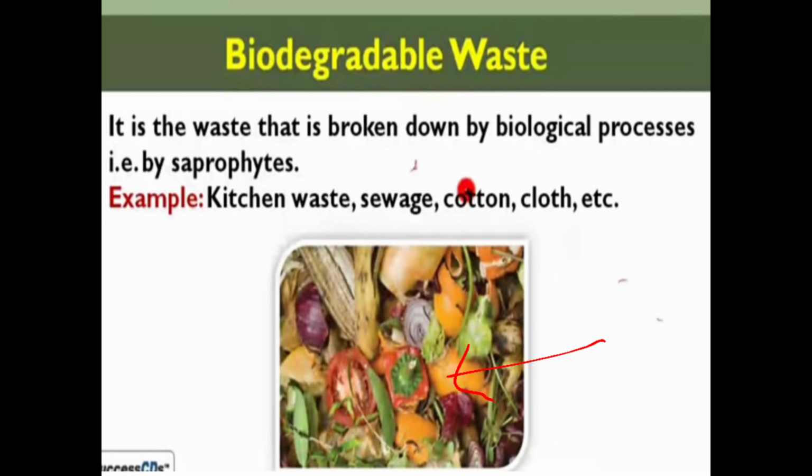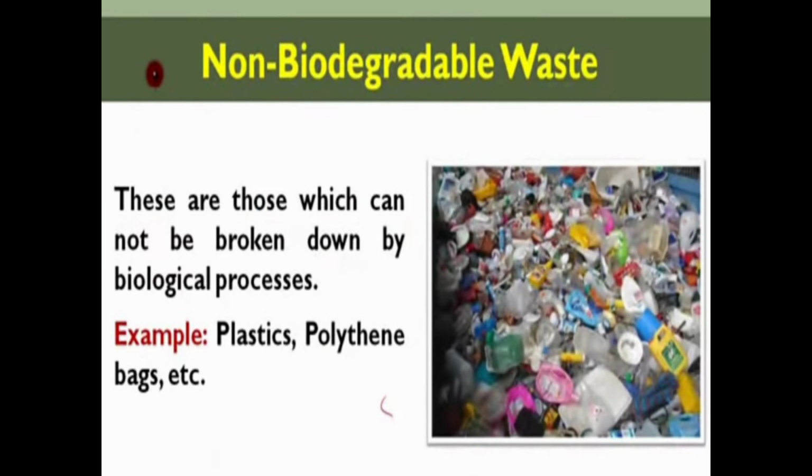If we look, kitchen waste, sewage, cotton, cloth, etc. These all come under the biodegradable waste. Now, non-biodegradable waste. Non-biodegradable are those which cannot be broken down by biological processes. Example, if we take plastics, polythene bags, etc. So that's why we can say that they are non-biodegradable waste. So that's why we should ban the use of these type of materials.